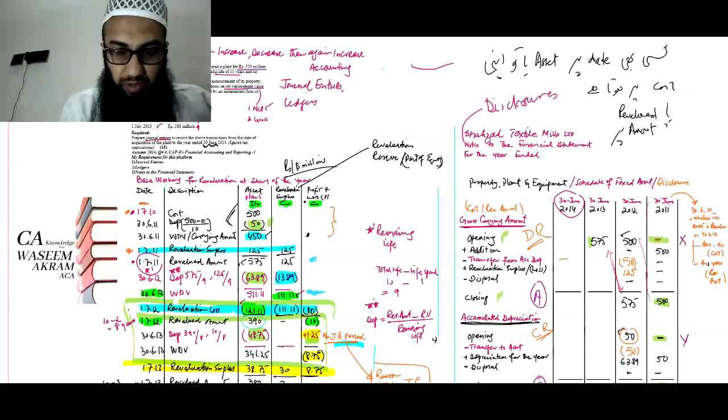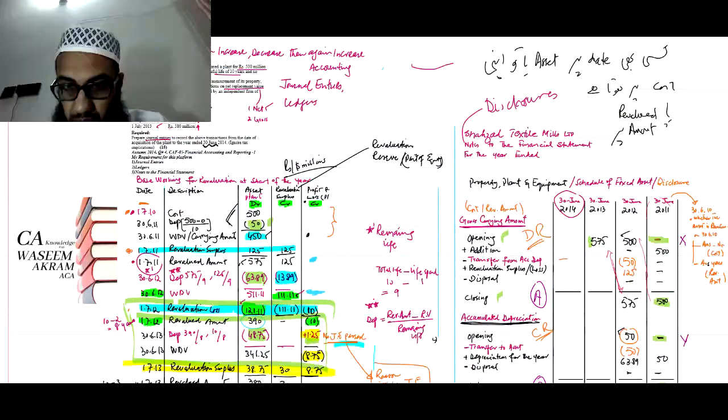Here it was revalued here. Previous revaluation date till year end, 30th June 12, previous year end: how much depreciation is being charged? This is 63.89, so pick this 63.89 as opening.